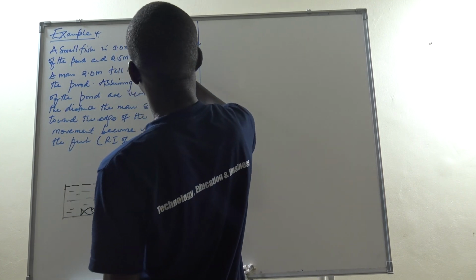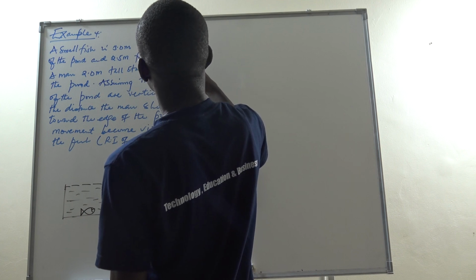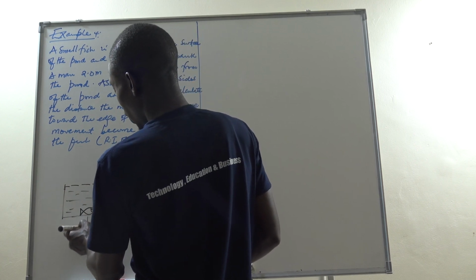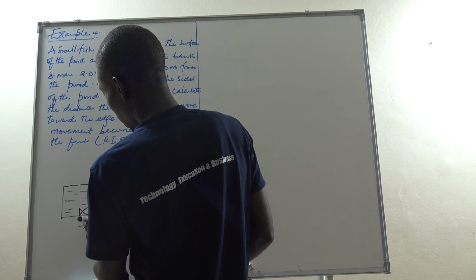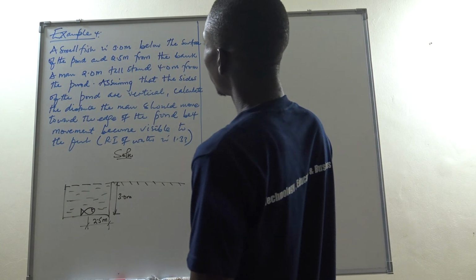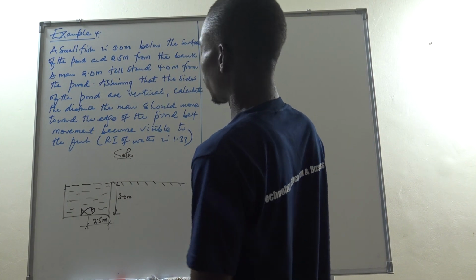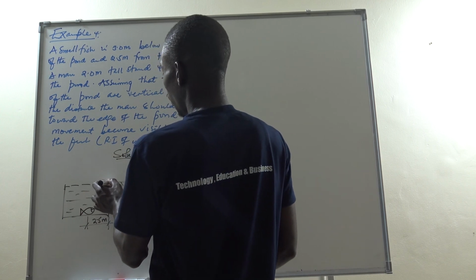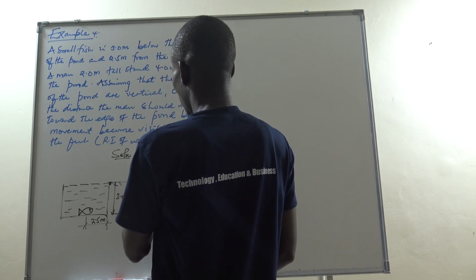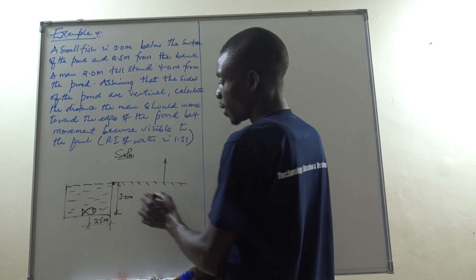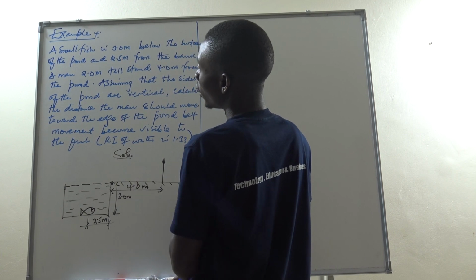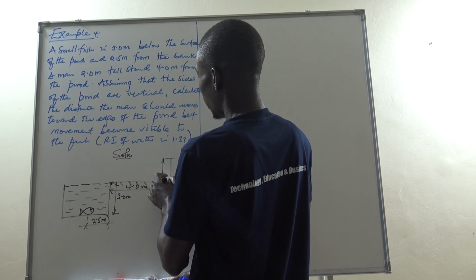And then they're telling us it's 2.5 meters from the bank. If the bank is here, for the position of the fish, I can take an average distance here of 2.5 meters. And then they're saying that a man who is 2 meters tall stands 4 meters from the pond. If I'm looking from here up to here, there is some guy standing here, let me use this arrow to represent the man, and he is at a distance of 4.0 meters.